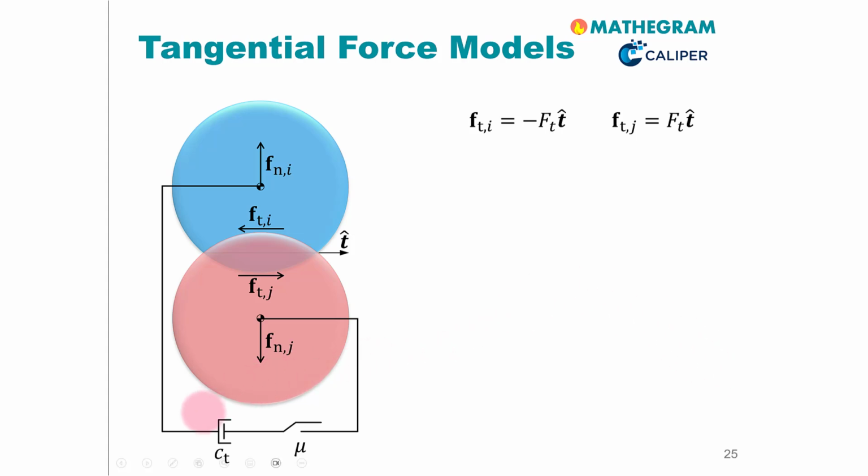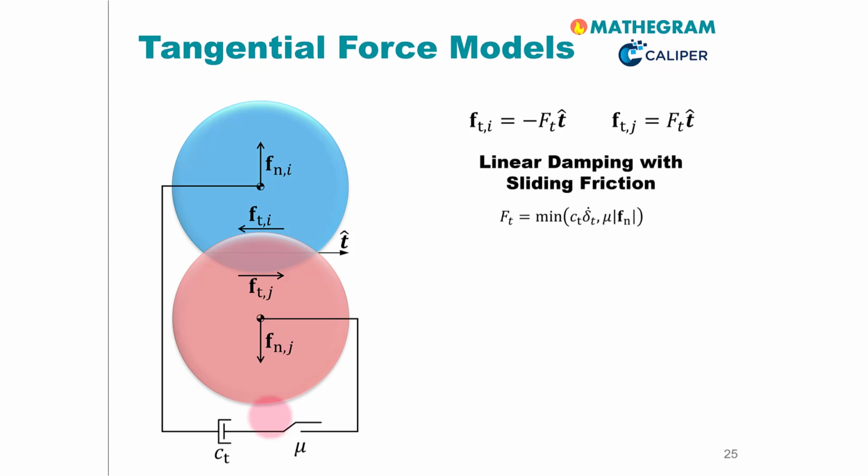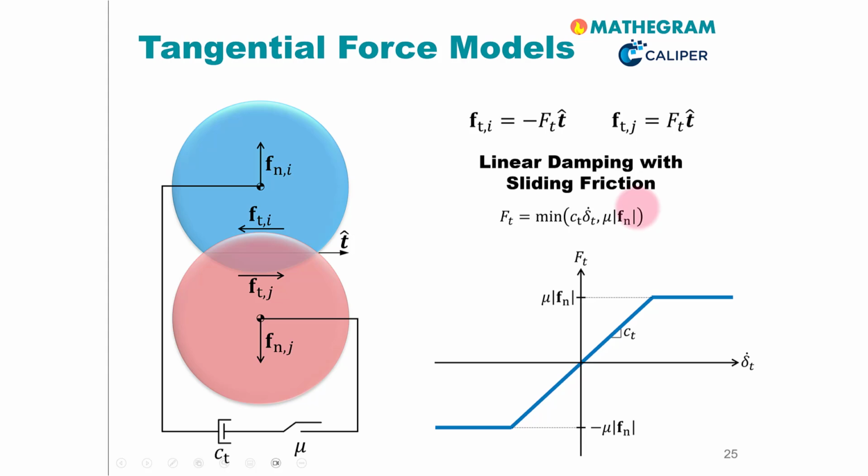And what we have done here is that we have introduced a damping coefficient in the tangential direction, Ct. And now we do something more physical. We take the minimum of a force that is calculated from this tangential overlap speed delta t dot and the Coulomb limit. If we look at this in a graphical way, we would see something like this. We have here this linear relation between the tangential velocity and the tangential force. And of course, we enforce the Coulomb limit.